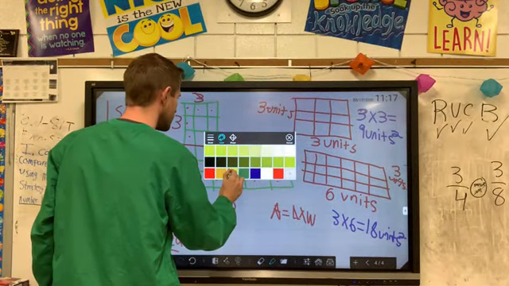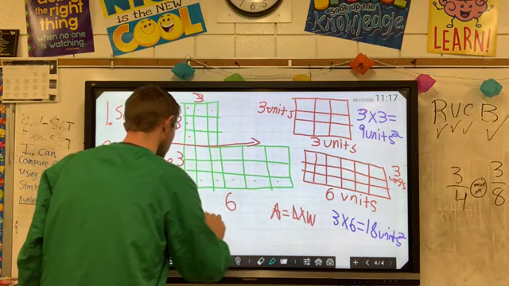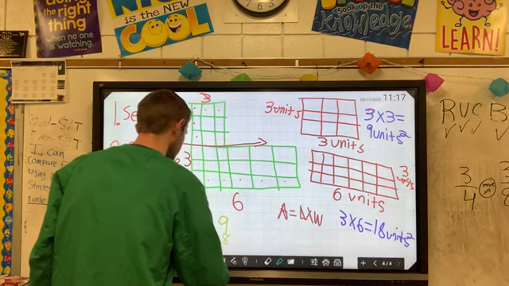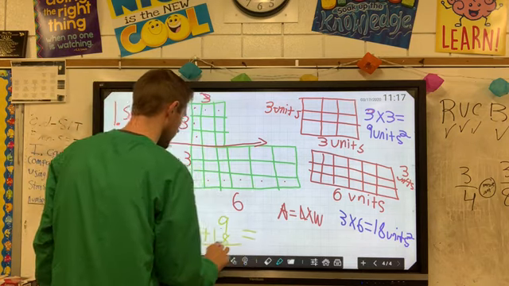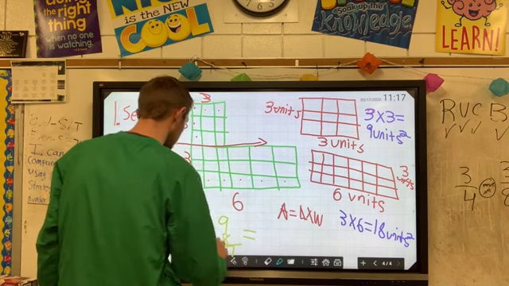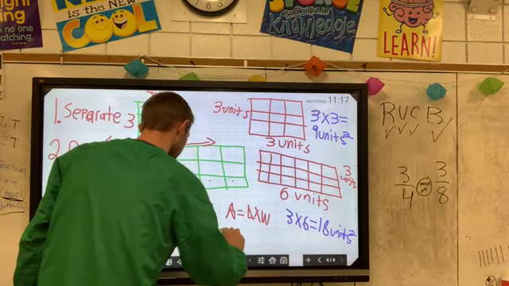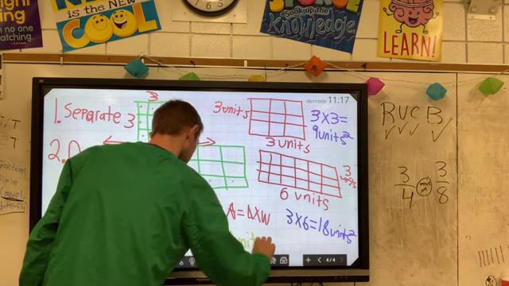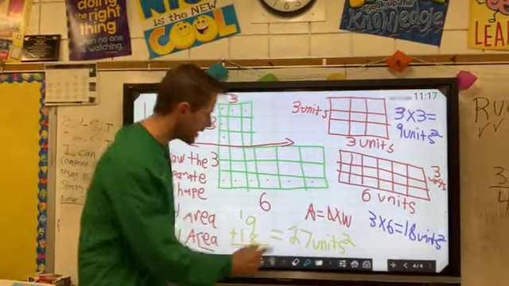No, let's do this one. 9 plus 18, and that is going to give us, let's just put our equal sign over here. Let's see, 17, carry the 1, 27 units squared.